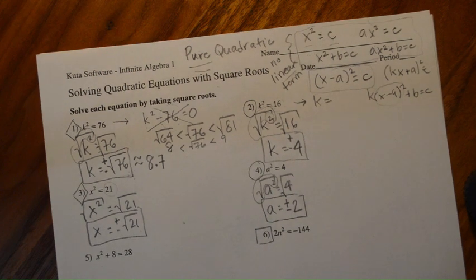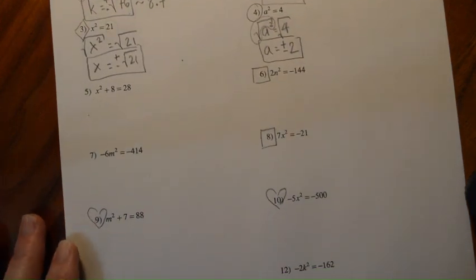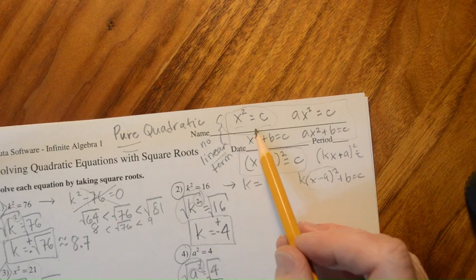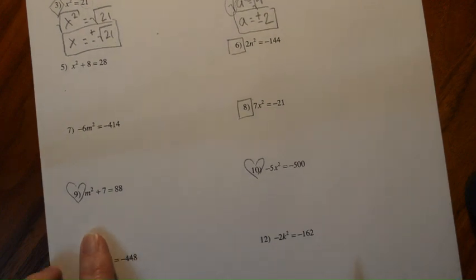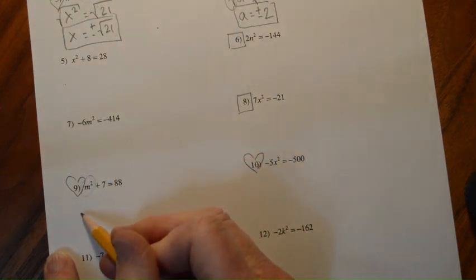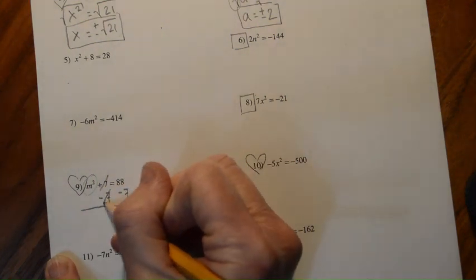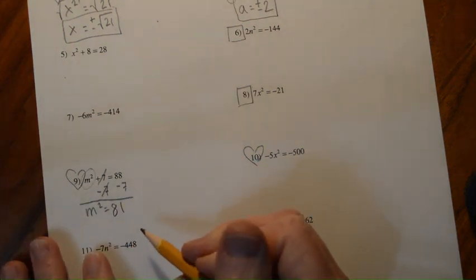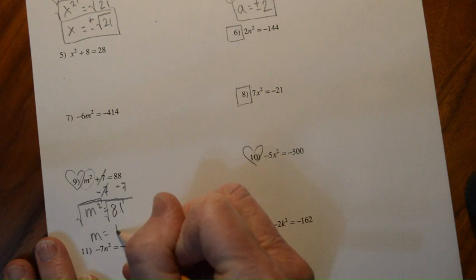Okay, next let's scooch down to number 9. Number 9 is one of the variations on this original one that we talked about, and we're going to do a couple like that. Here we have m squared plus 7 equals 88. We want to get m squared by itself first so we can take the square root. So our first step is going to be to subtract 7. These cancel, so we end up with m squared equals 88 minus 7, which is 81. Now we're just back to that basic one. With this being a perfect square, we're going to take the square root of both sides. We get m equals plus or minus 9.